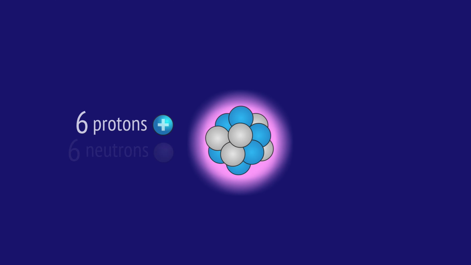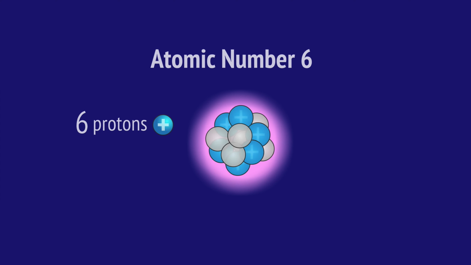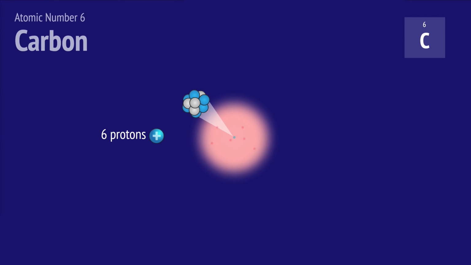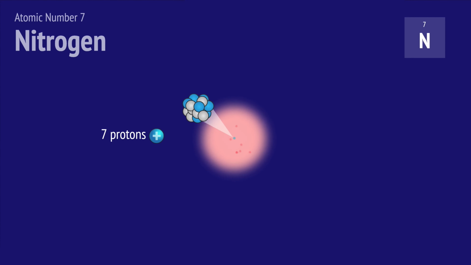But it's the number of protons in the nucleus, the atomic number, that's most important. It's the unique signature that tells us what type of atom, what element, we have. So an atom with 6 protons is always carbon, 7 protons and we call it nitrogen, 8 protons and we call it oxygen.